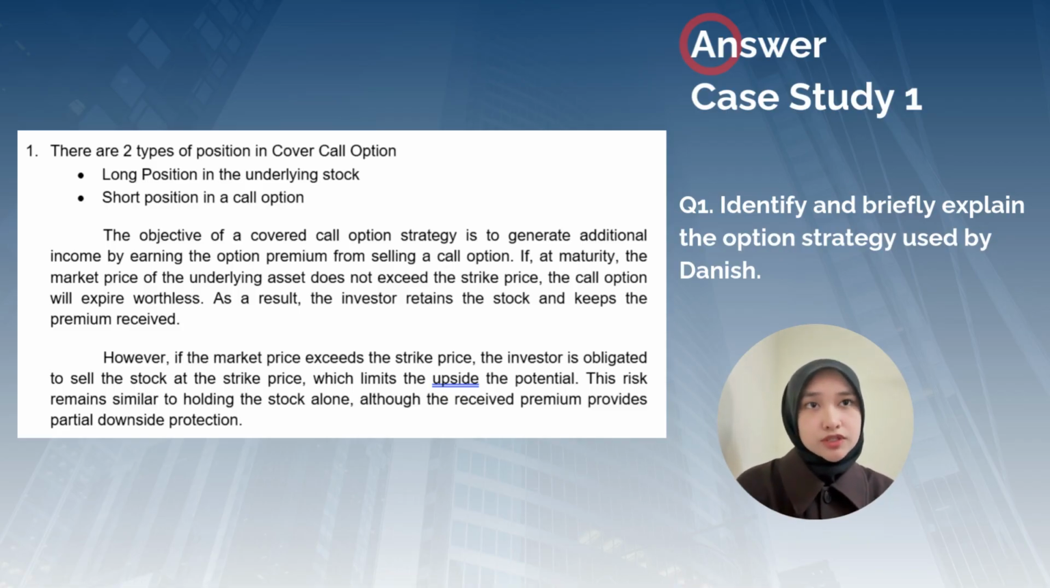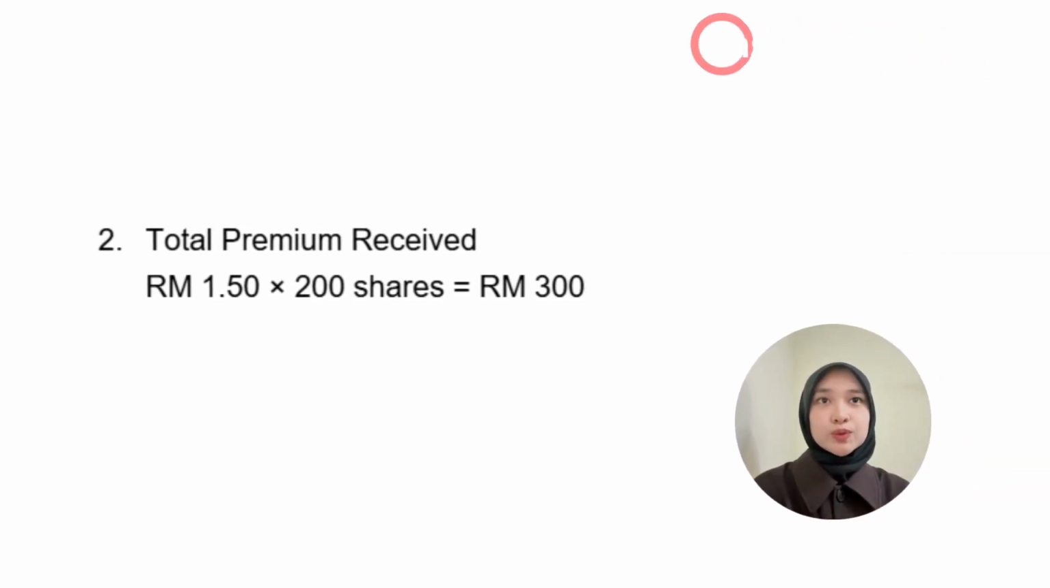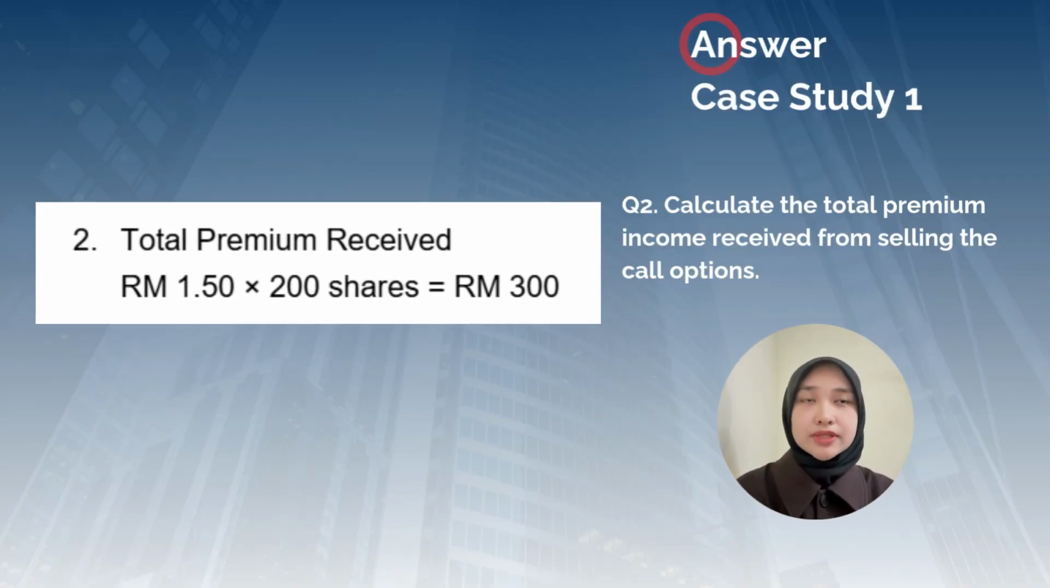So, this covered call strategy is suitable when an investor expects the price of the underlying asset to remain stable or increase slightly. Danish uses this strategy to generate additional income through premiums while reducing overall risk. Although his upside potential is capped, the premium received helps improve returns and provide some protection if the market does not move significantly. Let's take a look at question 2, which is calculate the total premium income received from selling the call options. So our answer is 1.50 ringgit times 200 shares equals 300 ringgit.